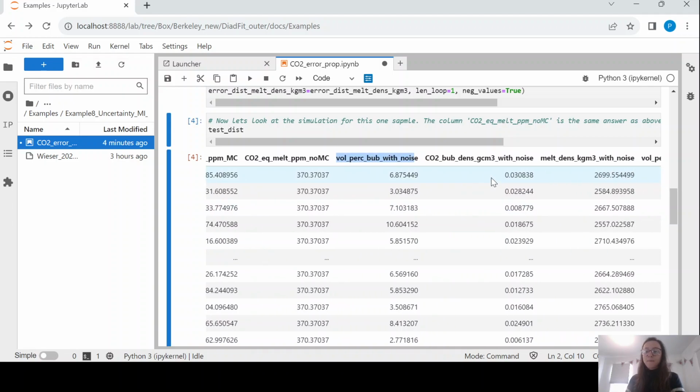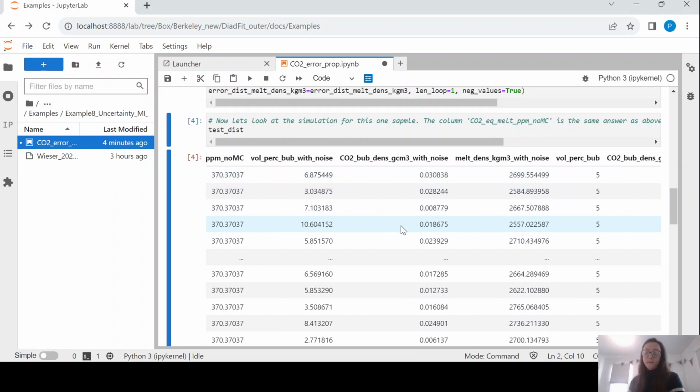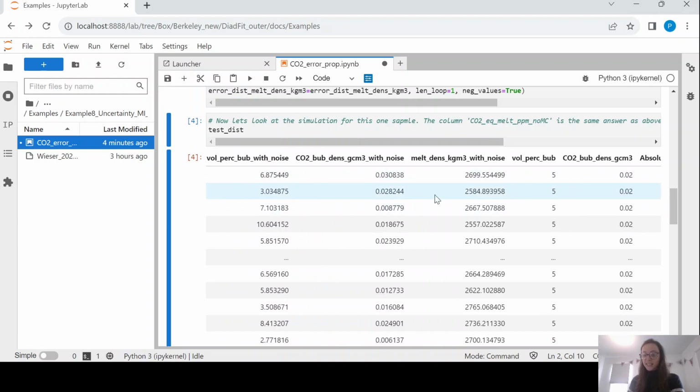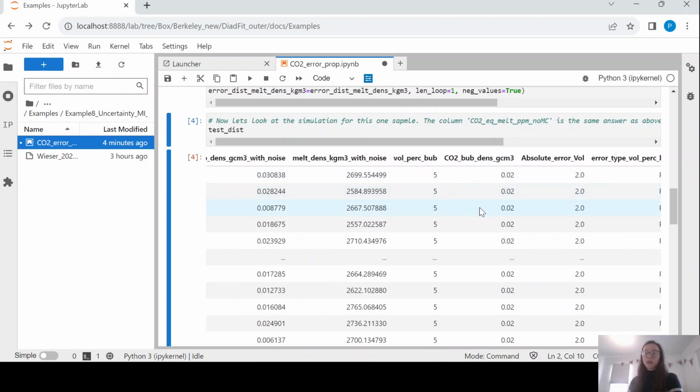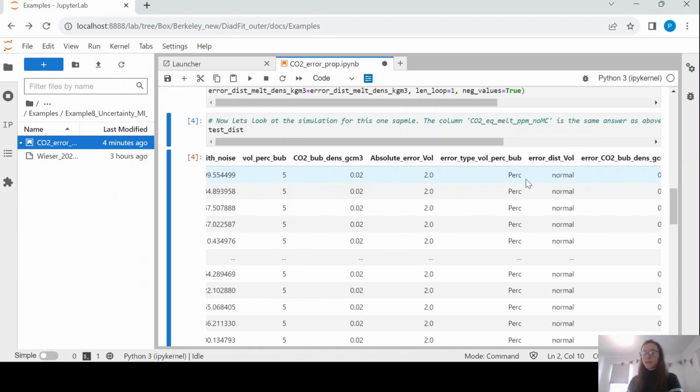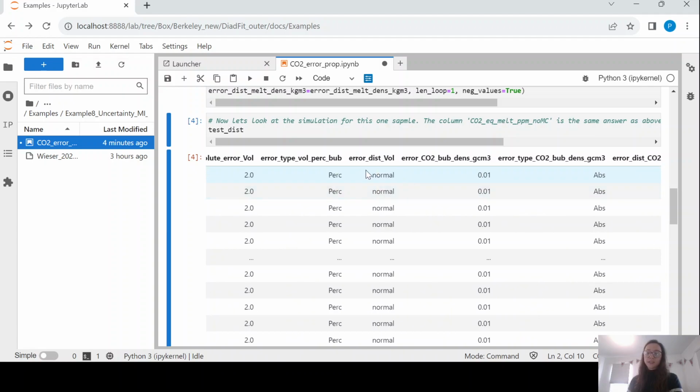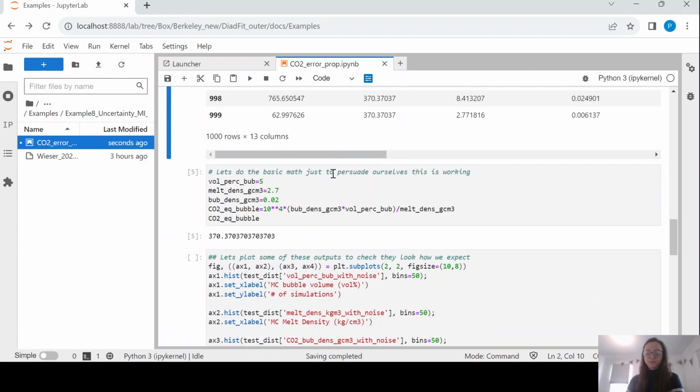Then we have the input parameters. We wanted 5 volume percent with a 40% noise. So in the first simulation, the bubble volume percent was 6.8. The next one, 3, 7, 10, etc. Same for the CO2 density. This is that input with that noise added. And same for the melt density. You can see all of your input parameters are in here, so you can see what you selected, that you selected a normal distribution and a percentage error, etc.